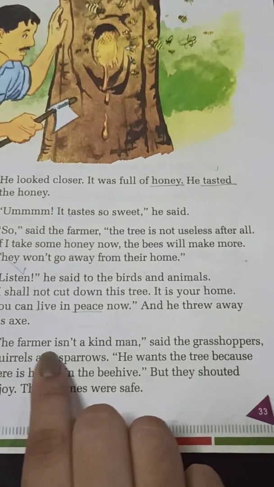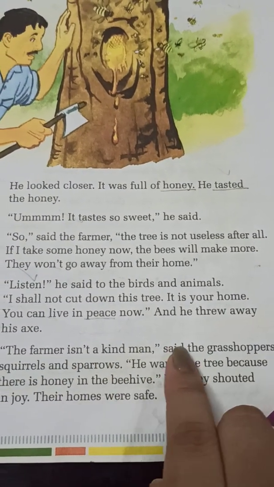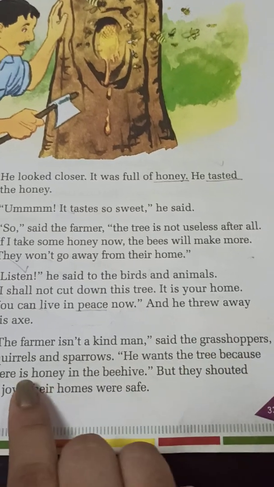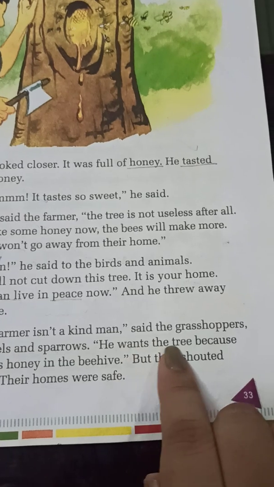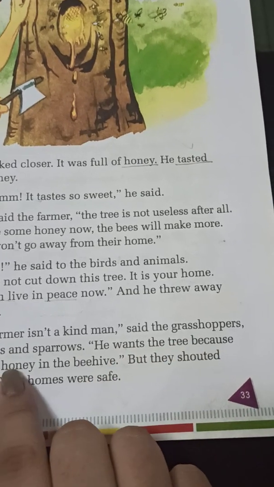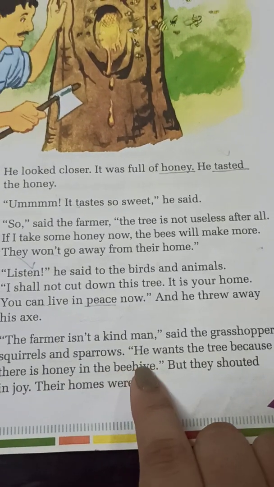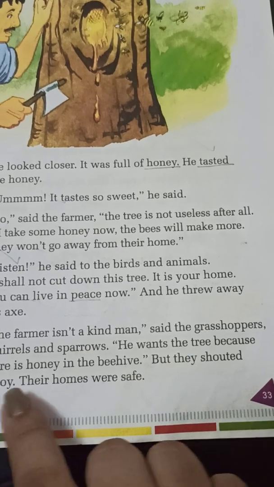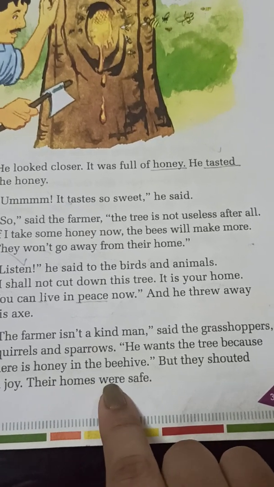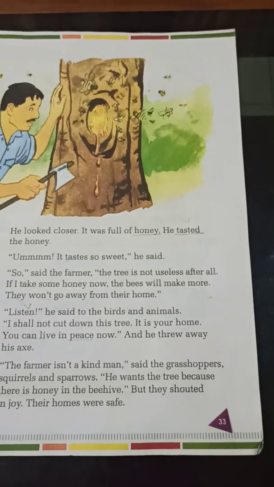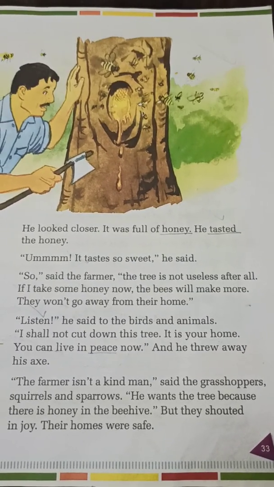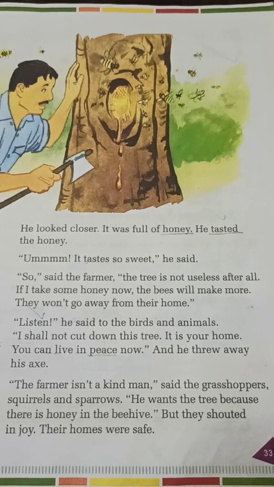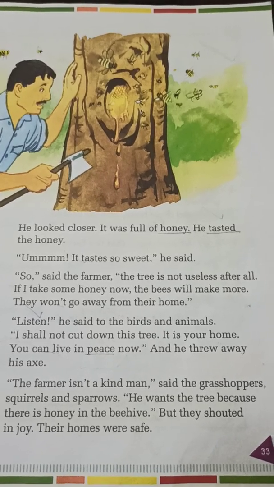The farmer isn't a kind man, said the grasshoppers, squirrels and sparrows. He wants the tree because there is honey in the beehive. But they shouted in joy. Their homes were safe. Okay, so now what did the grasshoppers, the squirrels and the sparrows say? The farmer isn't a kind man, isn't it?